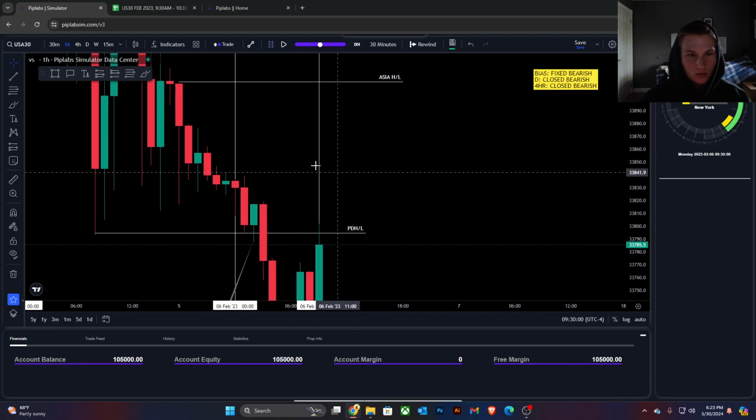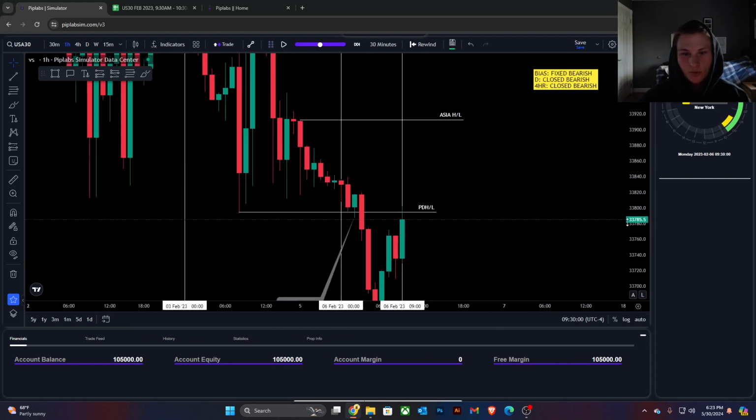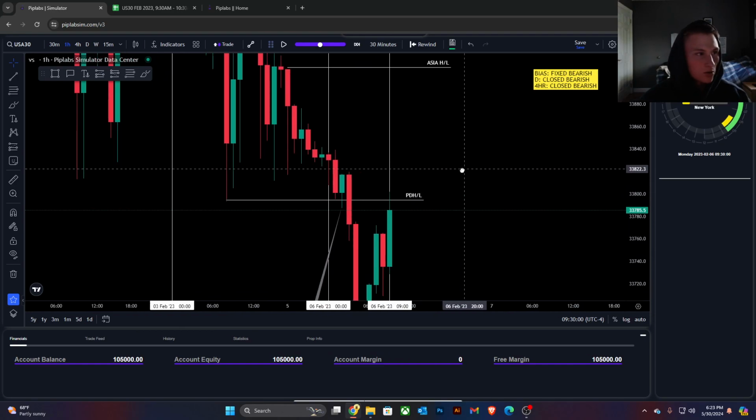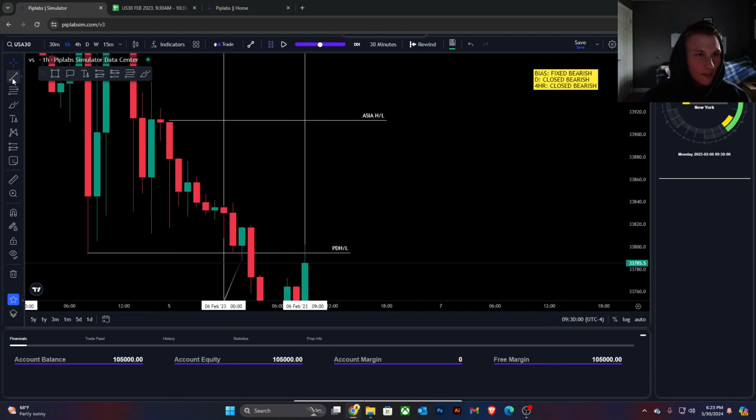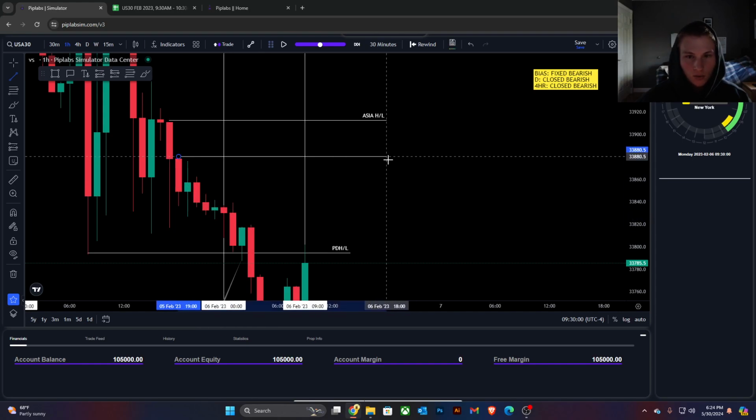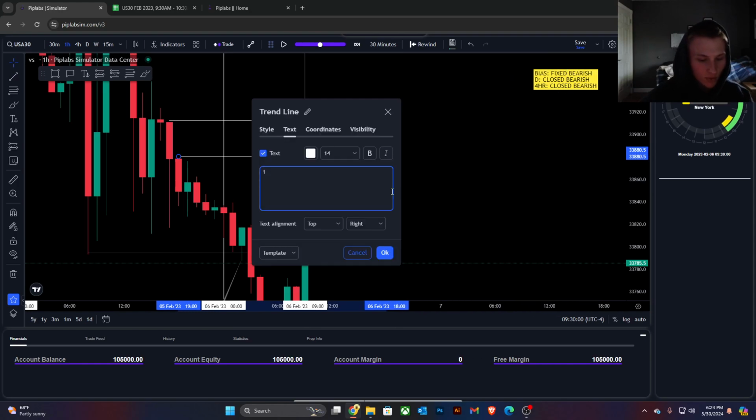But actually that wouldn't be a valid setup because these are the lows, not the highs. But let's see if we could find anything here. Any gaps in price. I see 1 hour fair value gap right here. I'm gonna mark out.